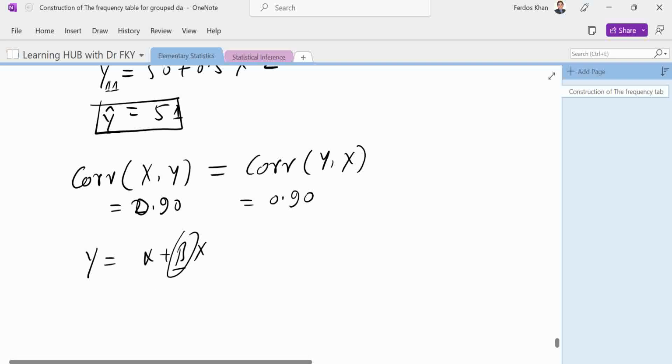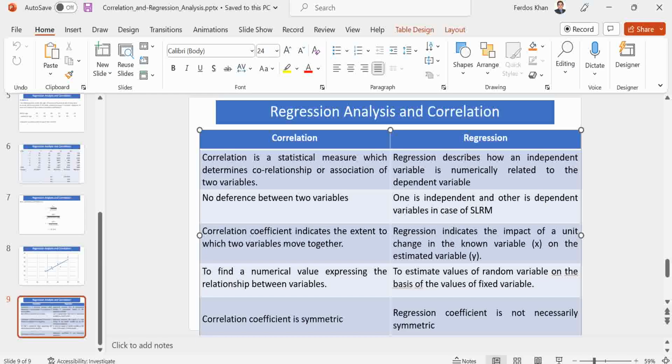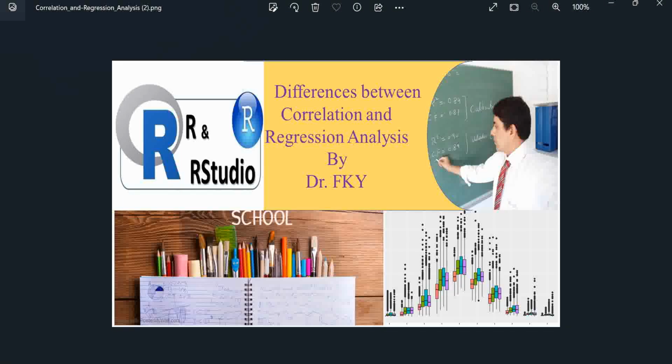So these are all the differences between regression and correlation, and I hope that this will help to clear your concept about the applications of regression and correlation in your research and other problems.